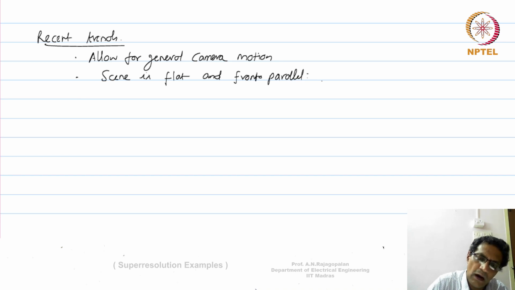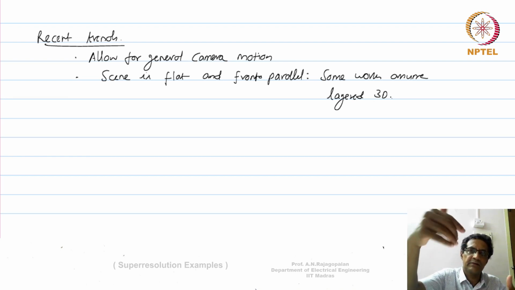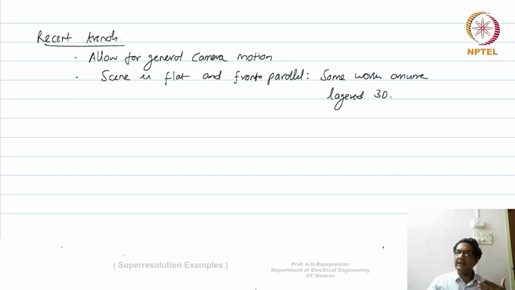Now, some works assume layered 3D. What that means is you have a 3D scene, but they're all various fronto-parallel layers, and something is in the front, something is in the back, something is even further back, and so on. The advantage is that if you have a situation like that, then the translation factor simply scales. So if you find it for one layer, then you can find it for other layers by simply taking the depth to translate to a scale factor.